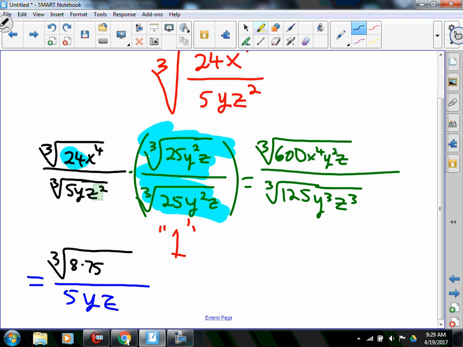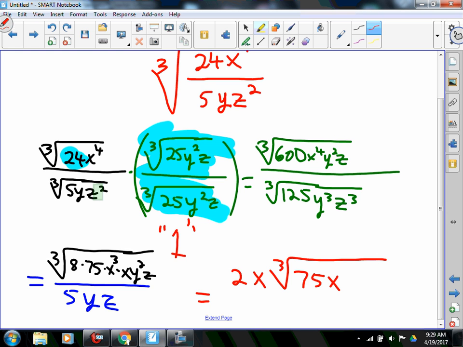X to the fourth could be rewritten as what? x cubed times x, and then the y squared and the z are going to be what they are. So our final answer here, it's a mess. Now this is a nasty problem. Third root of 8, what is that? 2. Third root of x cubed, x. Y squared, nothing comes out up top from the y's, nothing comes out up top from the z's. So we're going to have what? 2x times the third root of 75xy squared z, and in the denominator, we have 5yz. That's the worst of them.